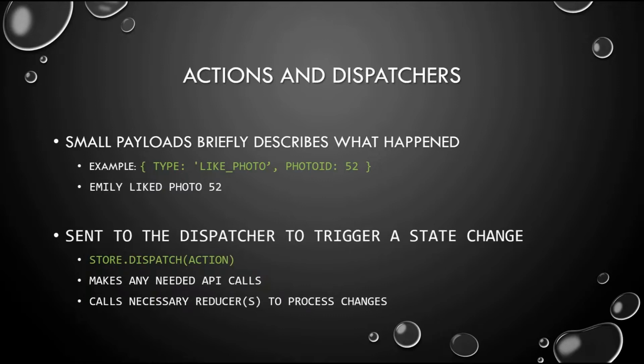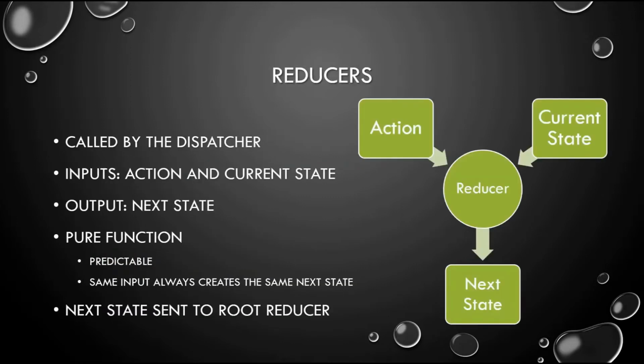The dispatcher makes any needed API calls that are part of our program before handing off this information to the necessary reducers that will process these changes. The reducers called by the dispatcher take 2 inputs, the action and the current state that is grabbed from the store. The reducer would then take these 2 pieces of information to generate the next state. Take note that reducers are pure functions, meaning that the same input will always create the same state. If we have multiple reducers in our application, these are all sent to the root reducer, which compiles everything into one state tree.